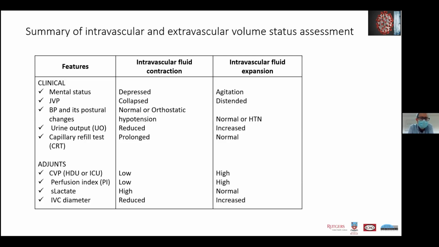Using adjuncts, we will see that the CVP will be low, the perfusion index will be low, and the serum lactate, which is also an indicator of tissue perfusion, will be low. Sorry, it's not low, it's high. With intravascular fluid contraction the serum lactate is high, because of anaerobic metabolism, okay? That's what leads to high serum lactate. And the IVC diameter will be reduced, okay?